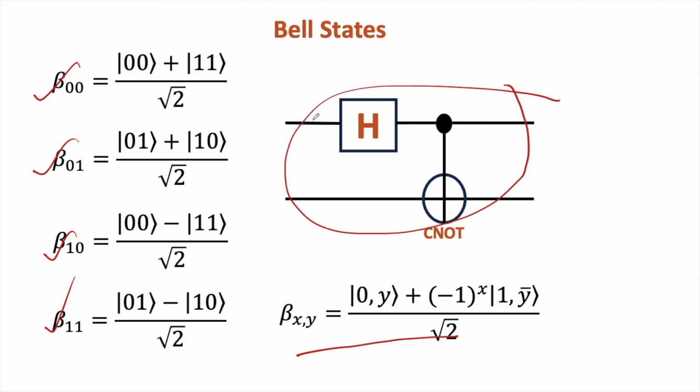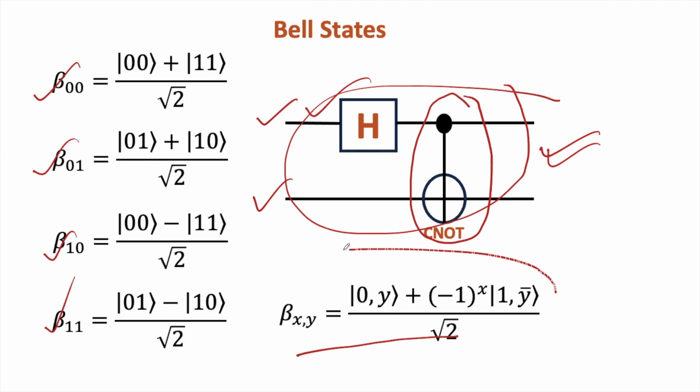So here you can see in this circuit, first we have to apply a Hadamard gate, and then we have to apply a 2 qubit CNOT gate, and then we will get the Bell states. And I will discuss how we can create these four different entangled states. Now first let's discuss this general equation.